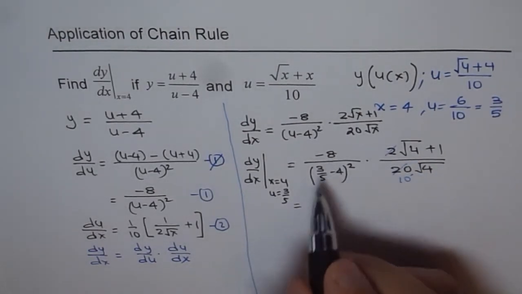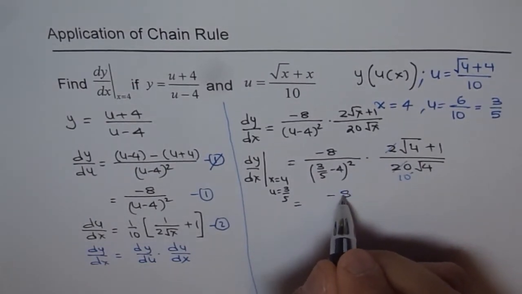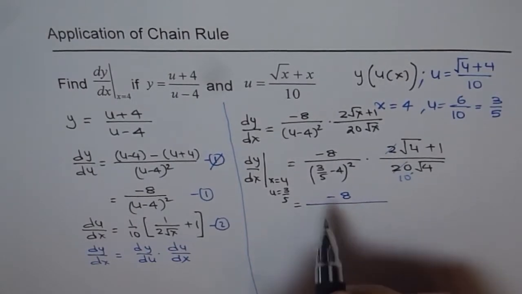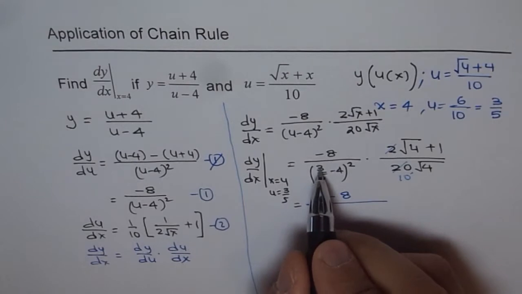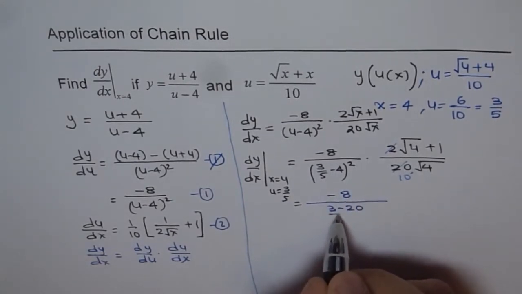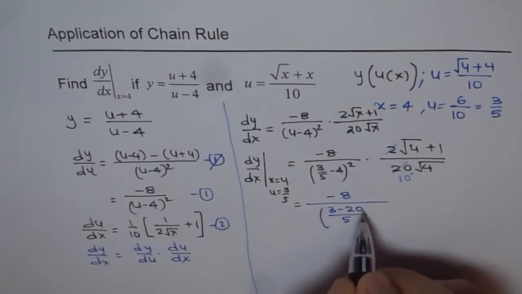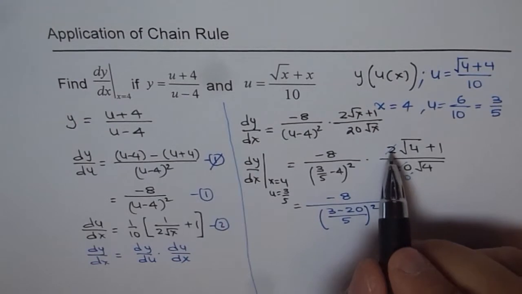So let's take common denominator. We'll do all this simplification a bit later. So we'll write minus 8 here, and here we have 5 times 4 is 20. So 3 minus 20. Let me write 3 minus 20 over 5 whole square. That's the denominator, right? Here we have not cancelled.